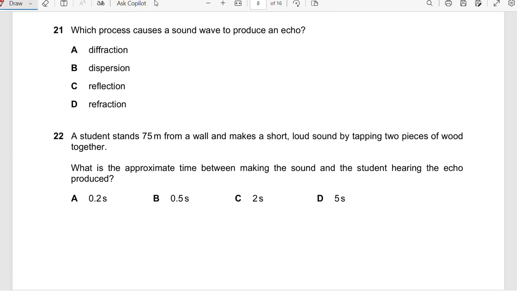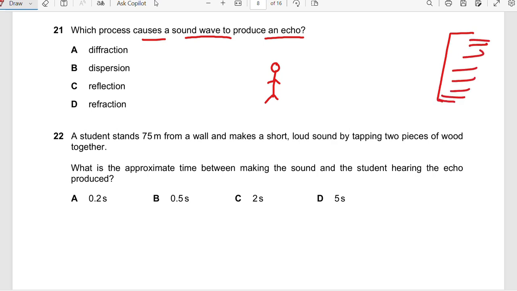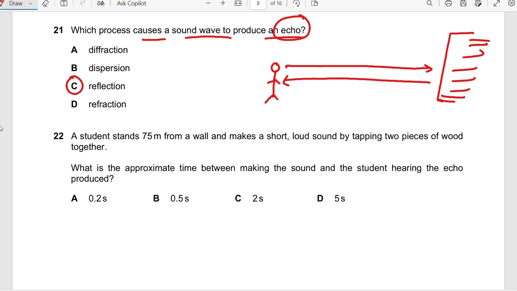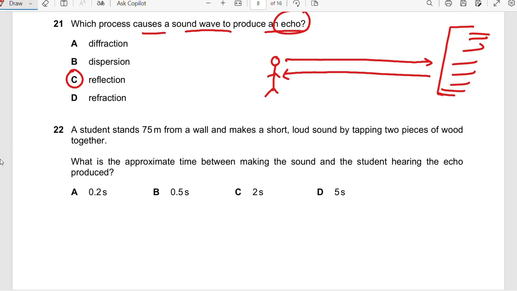Question 21 says, which process causes a sound wave to produce an echo? Remember, if you are standing in front of a wall or maybe a building, or any barrier, you make a sound, so the sound will hit the barrier and come back again, and that's how we hear the echo. So basically this is reflection of sound wave, so option C.